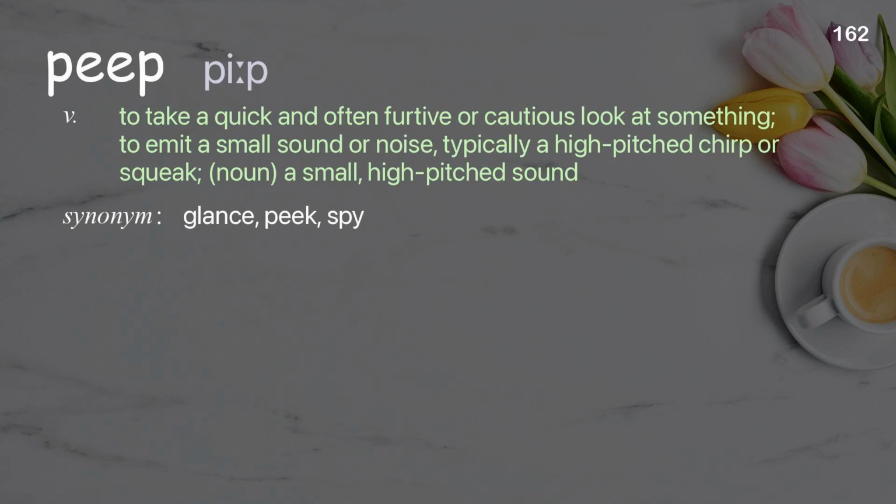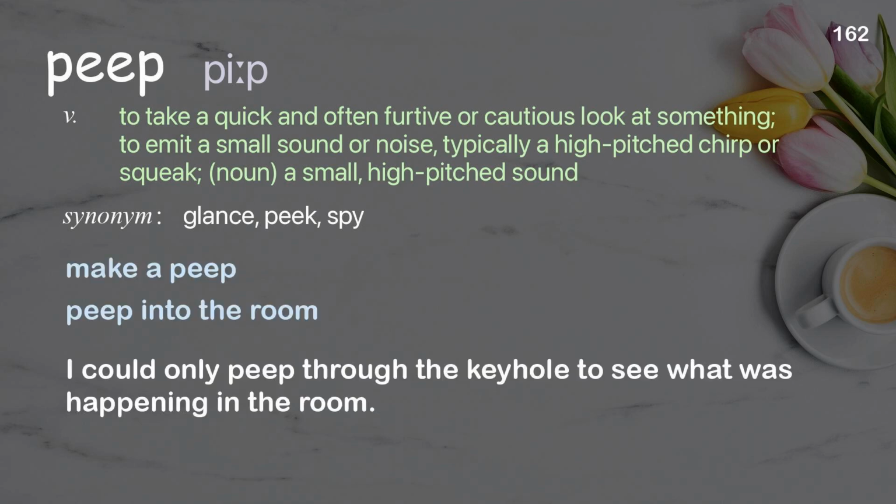Peep. To take a quick and often furtive or cautious look at something. To emit a small sound or noise, typically a high-pitched chirp or squeak. Noun, a small, high-pitched sound. Examples: Make a peep. Peep into the room. I could only peep through the keyhole to see what was happening in the room.